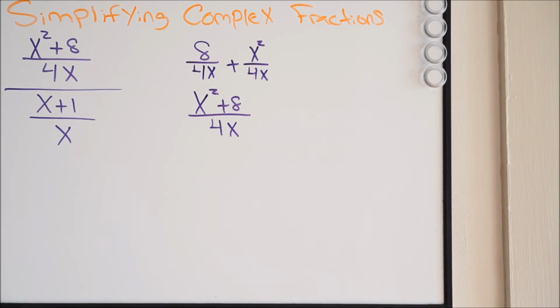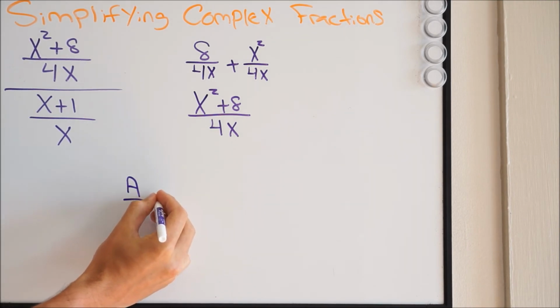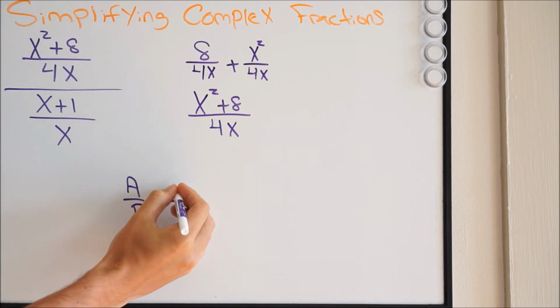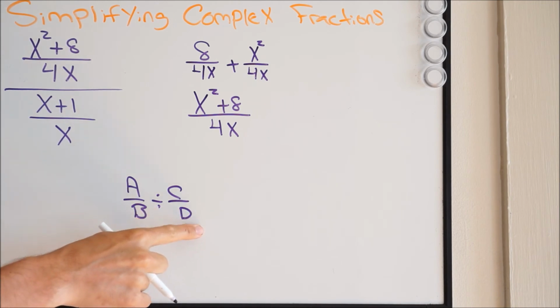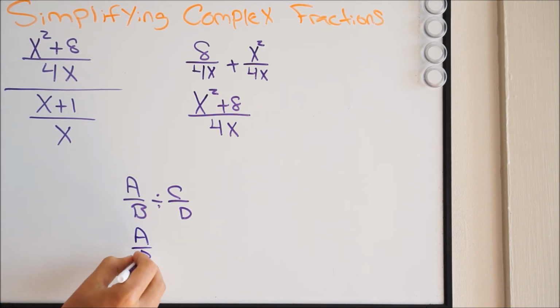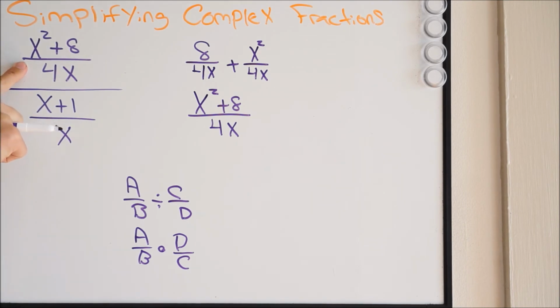For example, let me rewrite this just using letters. If you had a over b divided by c over d, how would you perform this operation? Based on our rules of fractions using division, we would keep, change, and flip. So this would be a over b times d over c. The same thing is going to apply here. Don't get confused just because there's more terms. You're still doing the same operation.